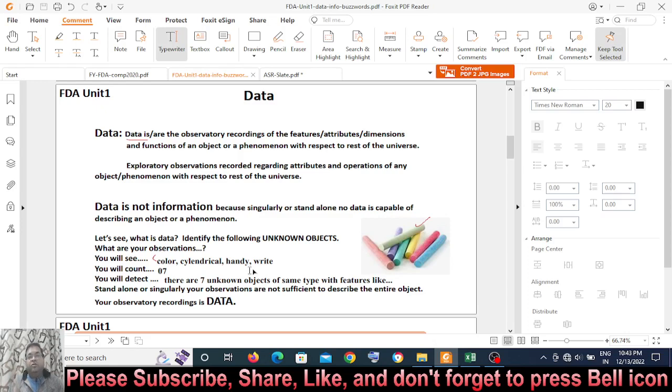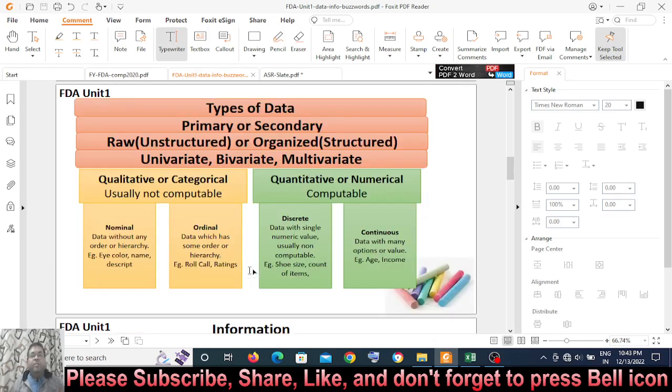There are a total of 7 objects of the same type. You are calling it an object, and your friend may call it by some other name. This type of data, when you are observing it yourself, is called primary data. But when you tell this to your friend, your friend also comes to know that there exist some objects having particular features and function. Then it is called secondary data, meaning data which comes from some other person to you.